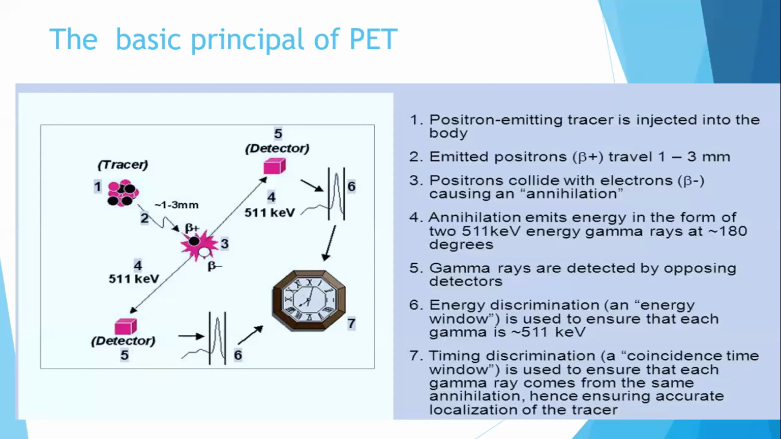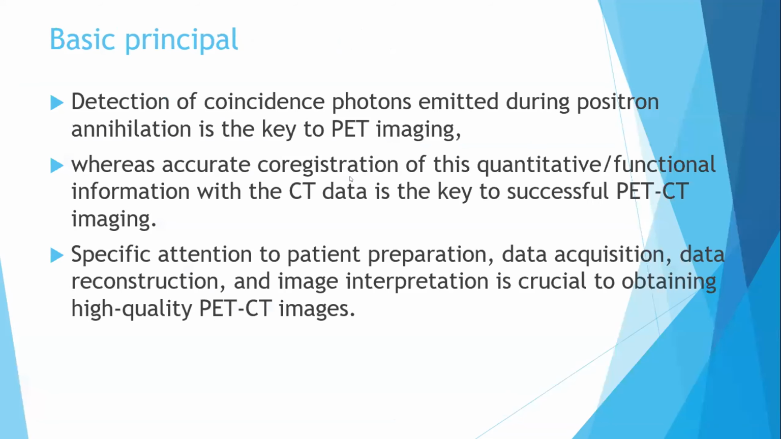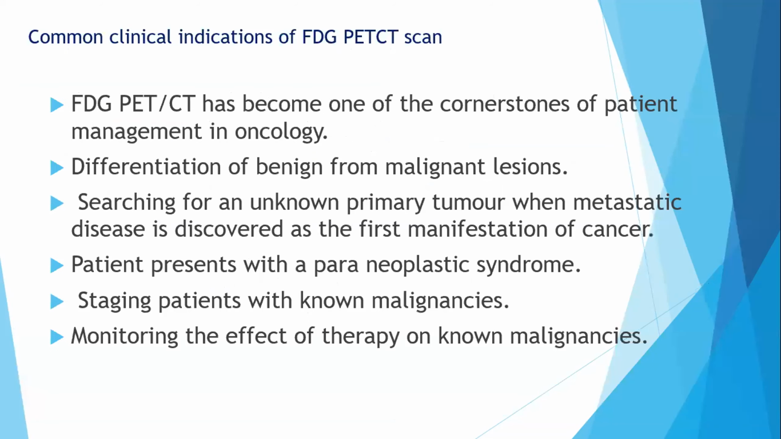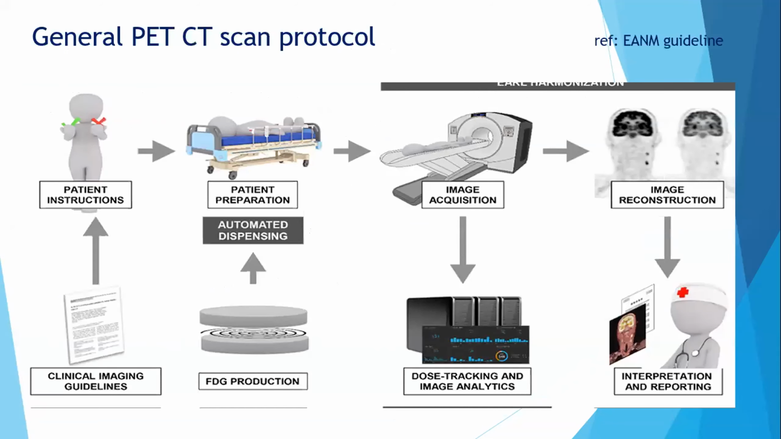The basic principle of PET-CT is that a positron emitting tracer is injected into the body and it collides with an electron, causing an annihilation reaction. Because of this reaction, two 511 keV gamma rays are directed in 180-degree opposite directions. These are called coincidence photons, and these photons are detected by the PET scanner. So this is the general PET CT scan procedure at a glance.